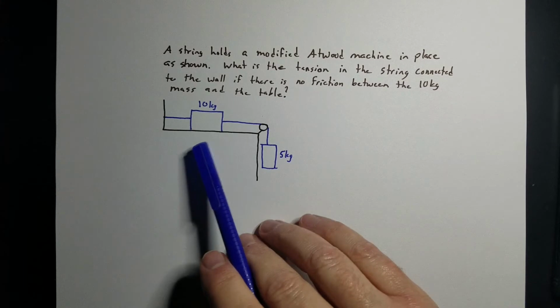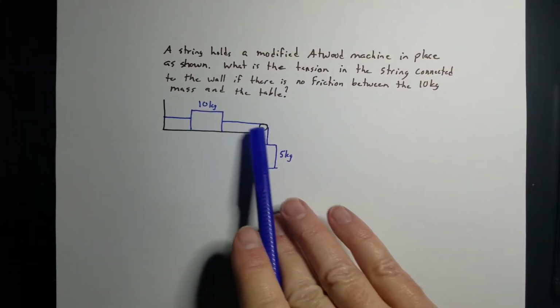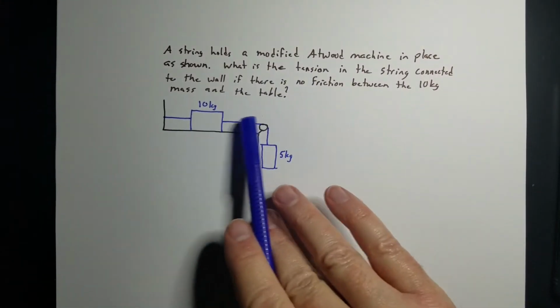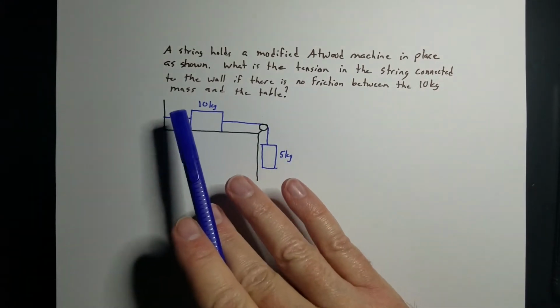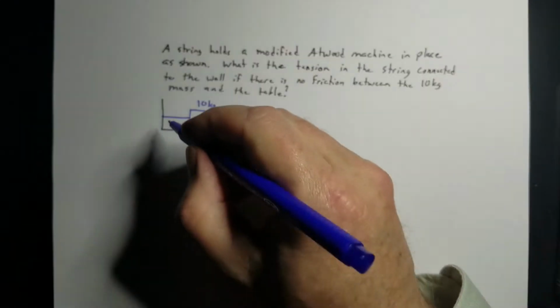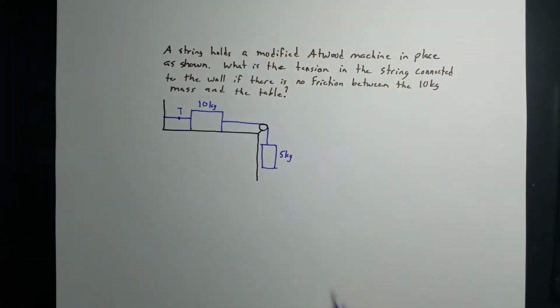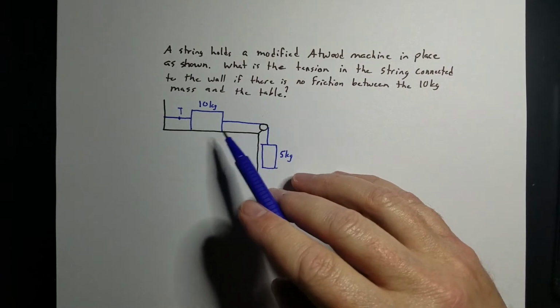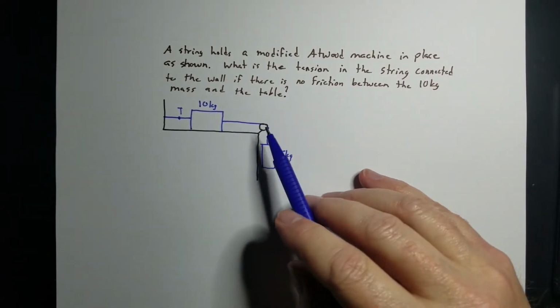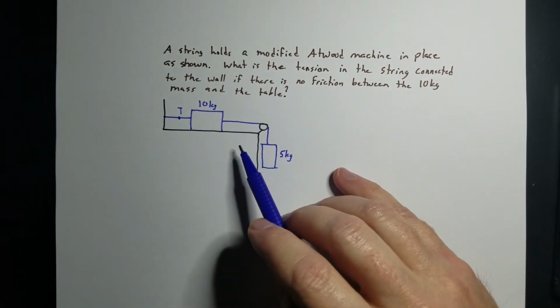So on this, we've got a string holding what looks like an Atwood machine, or a modified Atwood machine, in place to this wall. And we want to know the tension in the rope right here. Well, that's different than finding the tension of an Atwood machine while it's moving. This is actually holding it in place.